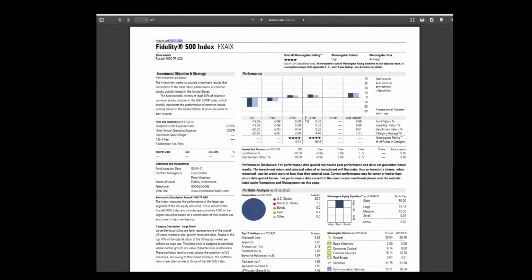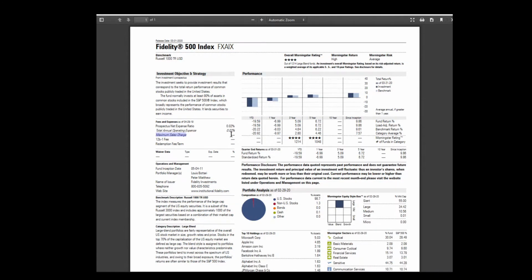So that compounds. Then you get a load adjusted return. Now here's what I don't like. They get a little confusing. So a load is a sales fee. Now typically there's a front end load or a back end load. It's a fee. So basically this is your return if you consider the load fees. Now, load fees are also known as a sales charge.